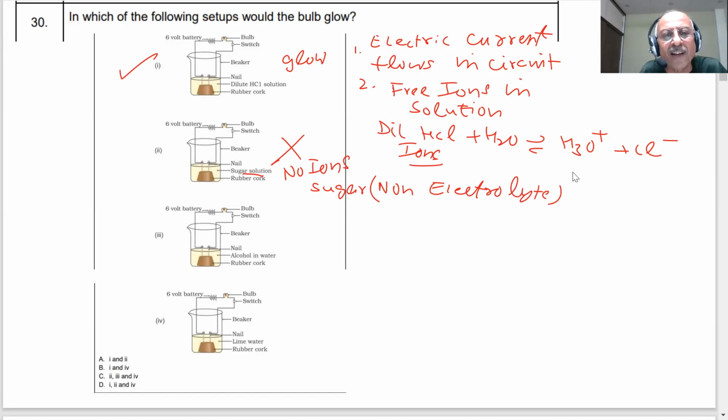Third is alcohol. There are no ions and the bulb will not glow. Here also no current will be there, no flow, no ions, so the bulb will not glow.